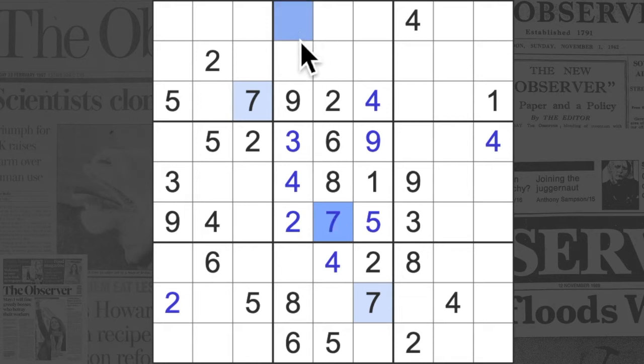Now, in this column here, the missing numbers are 1, 5, and 7. Those are the numbers that we don't yet have. We've got everything else. Look, 2, 3, 4, 6, 8, and 9. So 1, 5, and 7 are missing. Now, 5 and 7 are both in this block down here. And that means that this square here can't be 5 and can't be 7. But there are only 3 missing numbers. So we know that it must, in fact, be 1.